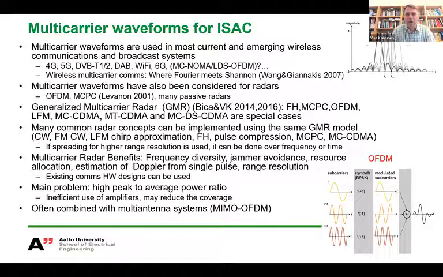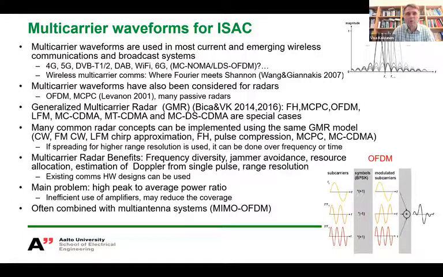There's a very nice paper by Wang and Giannakis, "Fourier Meets Shannon". Since I like the paper a lot, I wanted to point out and recommend reading it. Multi-carrier waveforms are also considered for radars, and they are OFDM-based radars. Already in 2001, there was a paper, or a series of papers, on multi-carrier radar called MCPC, which uses polyphase codes, and it's like a multi-carrier CDMA type of radar.